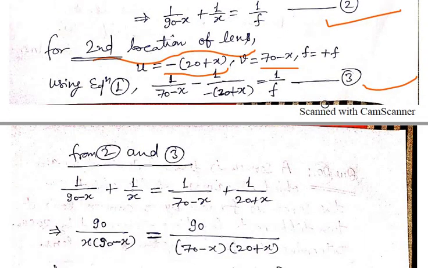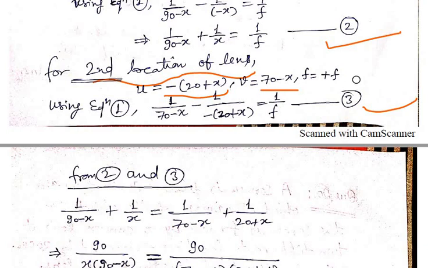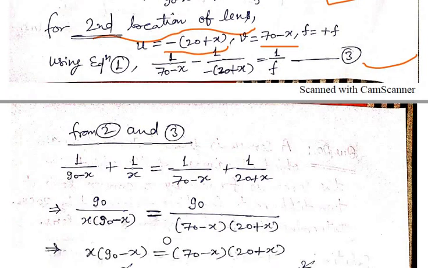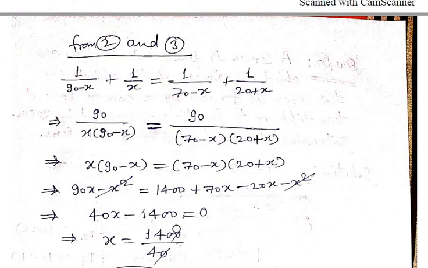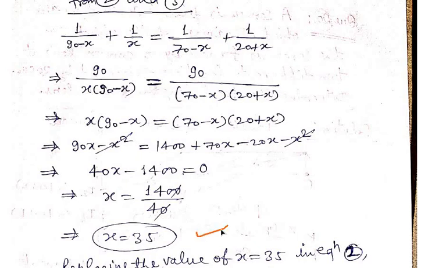From second and third, we can observe that the right hand side in both equations is the same. So the left hand sides will be equal: 1 upon 90 minus x plus 1 upon x equals 1 upon 70 minus x plus 1 upon 20 plus x. After taking LCM on both sides and cross multiplication, we will get 40x equals 1400, that is x equals 1400 upon 40, which is 35.